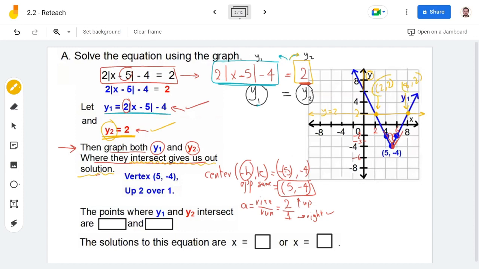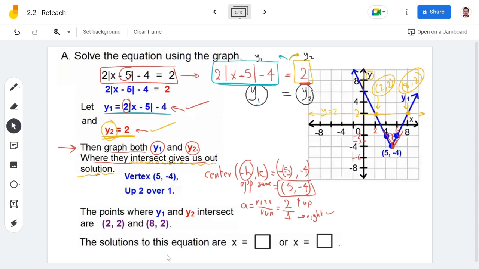The first solution is (2, 2). The second solution is (8, 2). Now let's answer the question here. The points where y1 and y2 intersect are, the first one (2, 2) and the second one (8, 2). Okay, now let's go next.